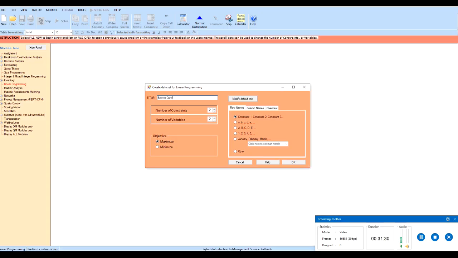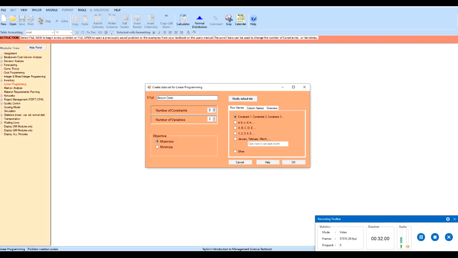So the first step, Beaver Creek. How many constraints do we have? How many variables do we have? This means before we come into QM, we have to have translated the problem from natural language into equation format. In our situation, we have 2 constraints and 2 variables. We're trying to maximize. Done.